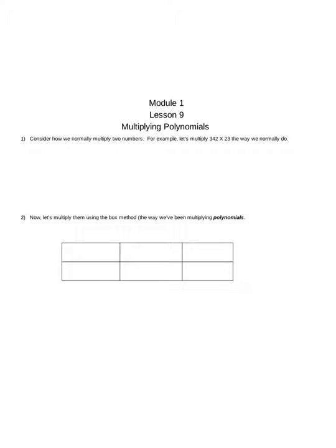All right, welcome to Lesson 9. Now, let's consider first how we normally multiply two numbers. For example, let's multiply the numbers 342 times 23 the way we normally do.